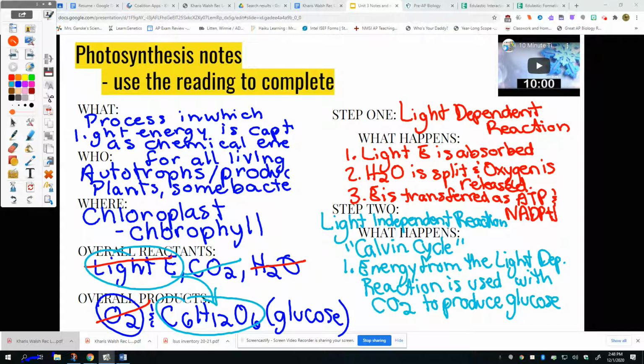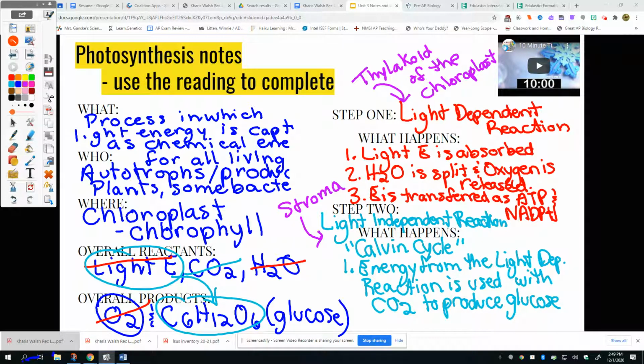Now, a couple other things about this: the light dependent reaction happens in the thylakoid of the chloroplast. And the light independent reaction happens in the stroma of the chloroplast.